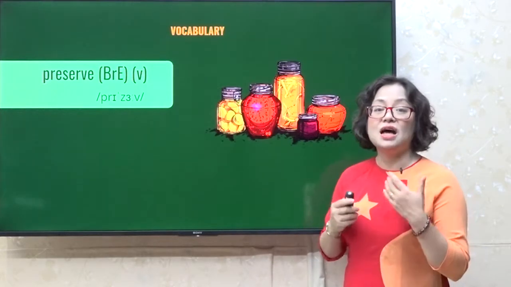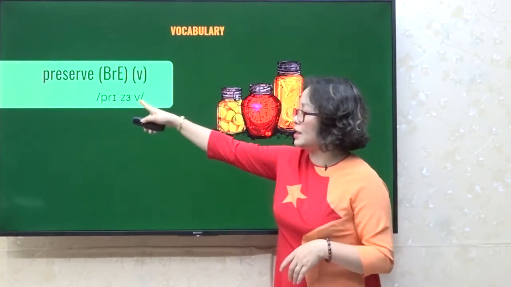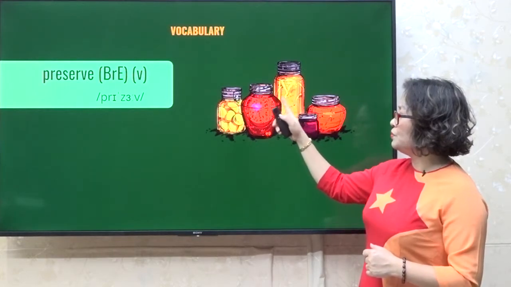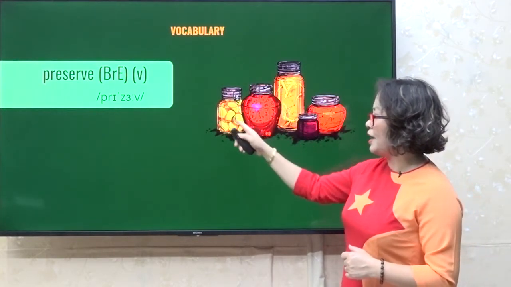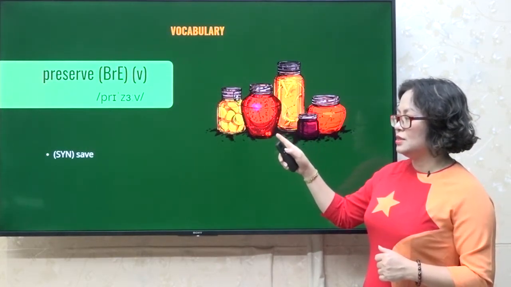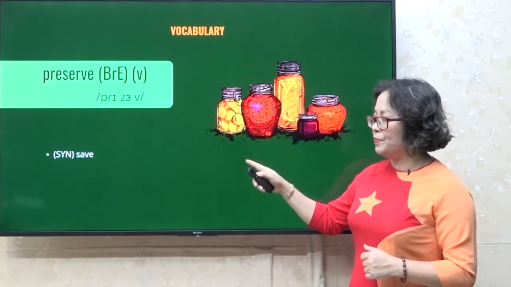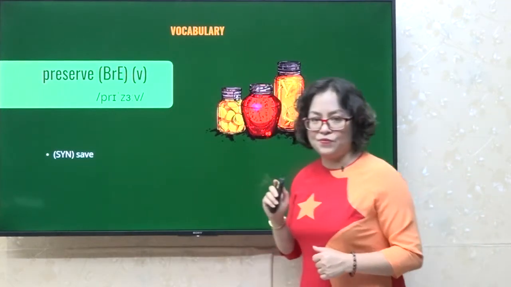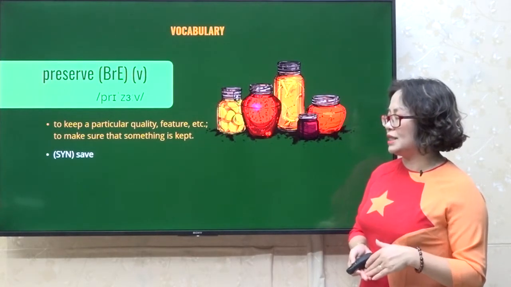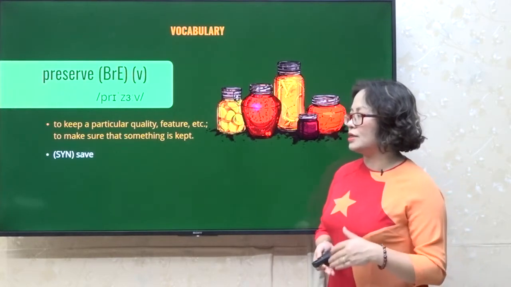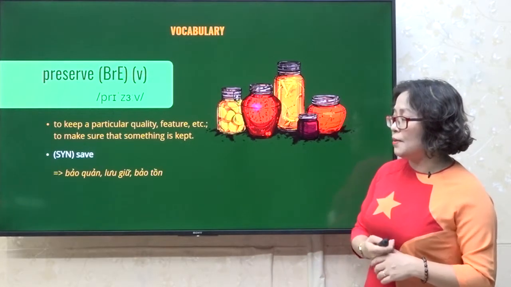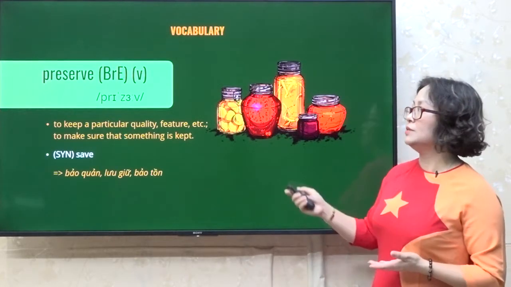Preserve. The stress falls on the second syllable, and here all the bottles preserve something in them. So, preserve has its synonym, so-called save. It means to keep a particular quality, feature, etc., to make sure that something is kept, and preserve is the verb. It means bảo quản, lưu giữ, bảo tồn in Vietnamese.